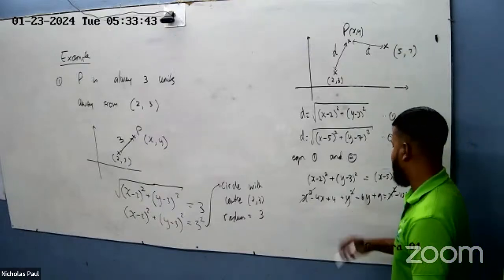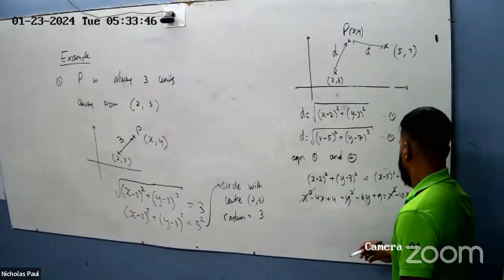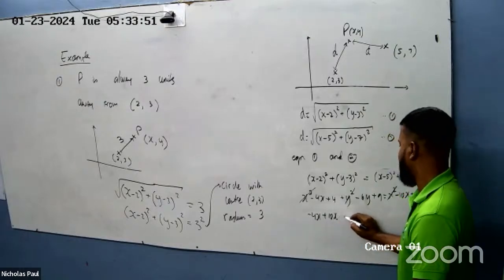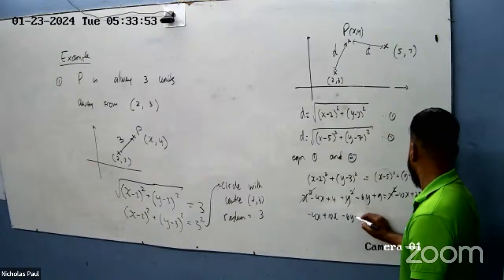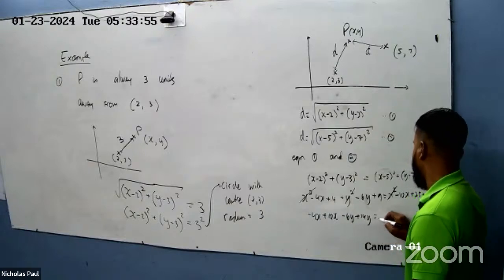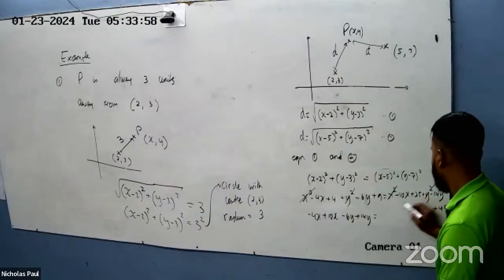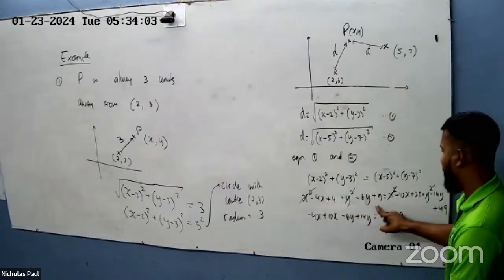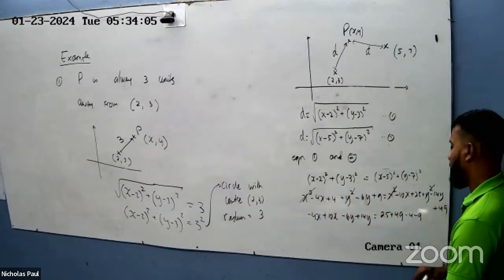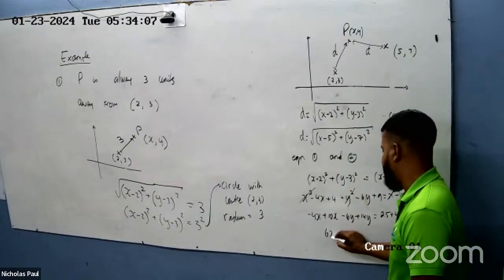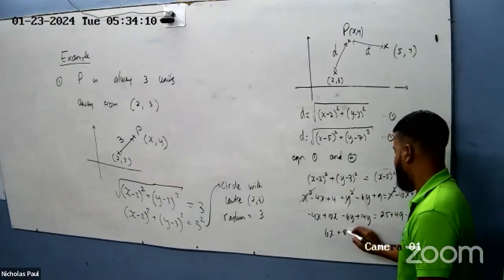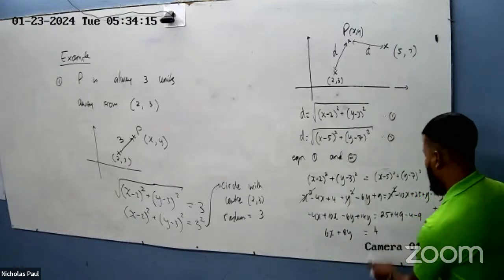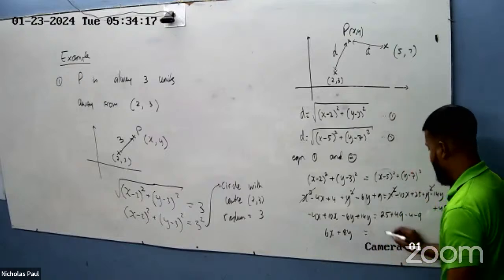Right? Bring all the x's together now. So you'll get minus 4x plus 10x, 6x. You'll get minus 6y plus 14y, and bring all the constants to one side. That's 25 plus 49 minus 4 minus 9. So you'll get 6x plus 8y equals how much here? 61.